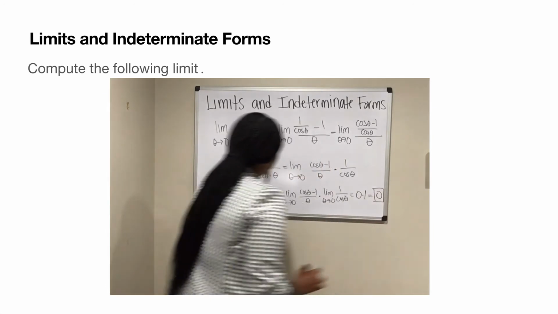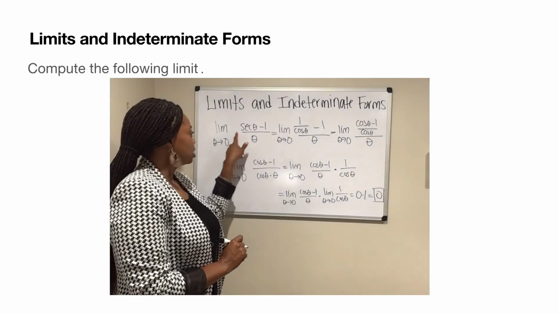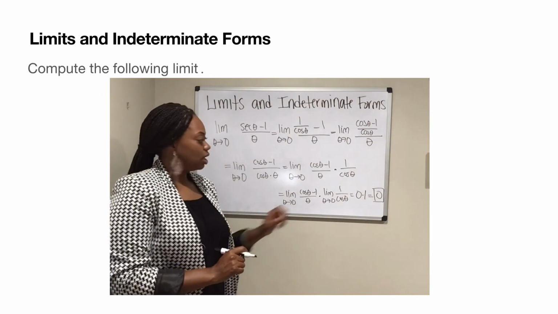So our final answer for computing the limit as theta approaches 0 of the function secant theta minus 1 over theta is equal to 0.